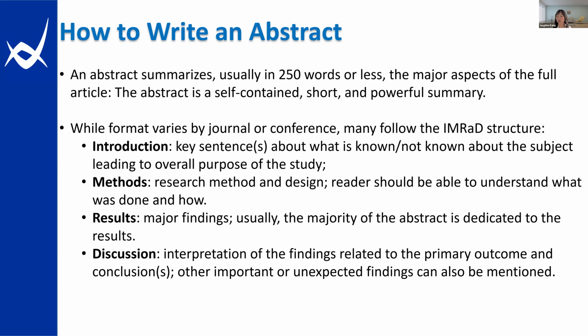And then results is one of the main components like methods, the major findings, actually, what you found from your study. Usually the majority of the abstract is dedicated to this part. And discussion is not the repetition of the results, but it is more likely interpretation. I will talk about it in a little more detail later. Interpretation of the findings related to the primary outcome and conclusion. Other important or unexpected findings can also be mentioned, but not just all of a sudden as a surprise. Even if it's an unexpected finding, it needs to be introduced in results, and then you can discuss it.